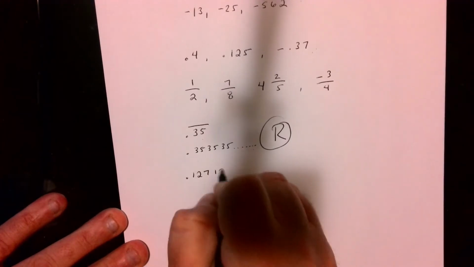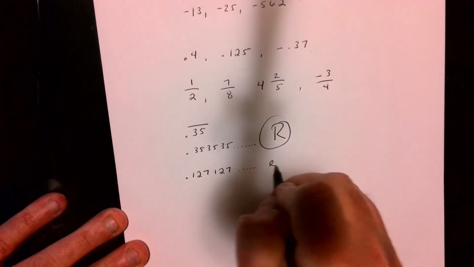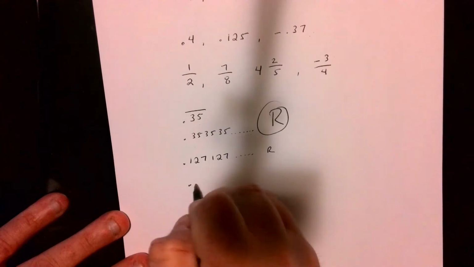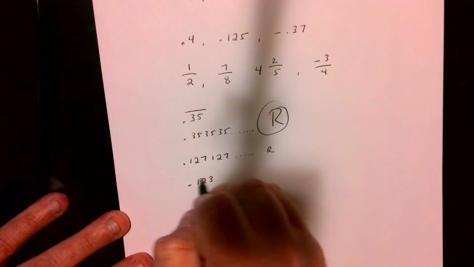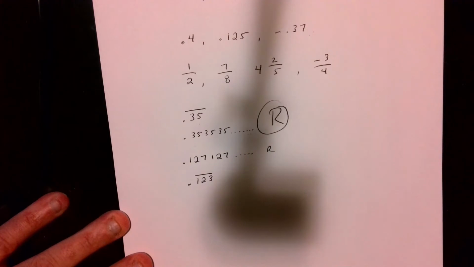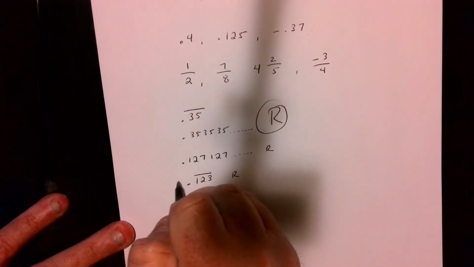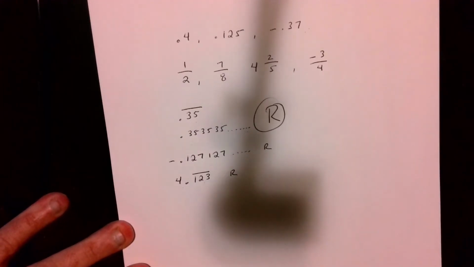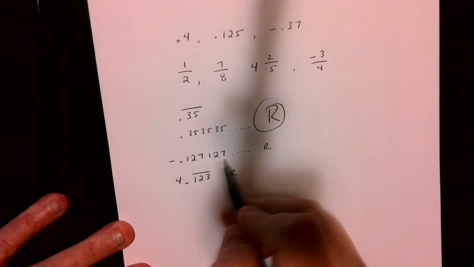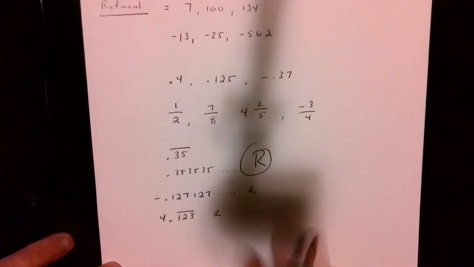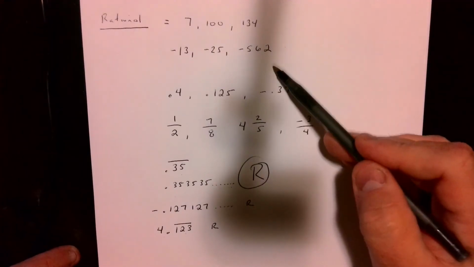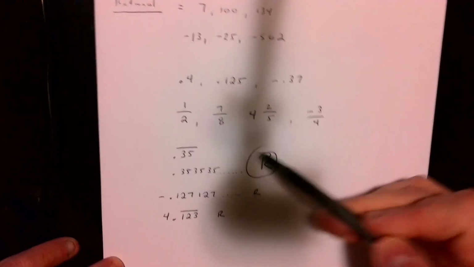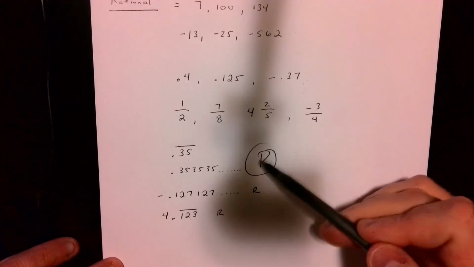0.127, 127, dot, dot, dot. That is rational. Okay? There's a pattern. 127, 127, and so on. If it goes 0.123 with a bar over it, once again, that's rational. If I put a whole number in the front, like a 4, it's still rational. It repeats. If I put a negative sign there, it's still got a pattern. It repeats. It's still rational. So all these concepts: whole numbers, positive, negative, decimals that terminate, positive, negative, fractions, repeating decimals, they're all rational.